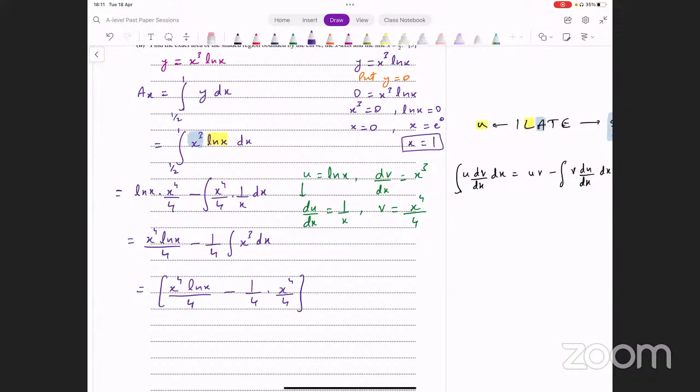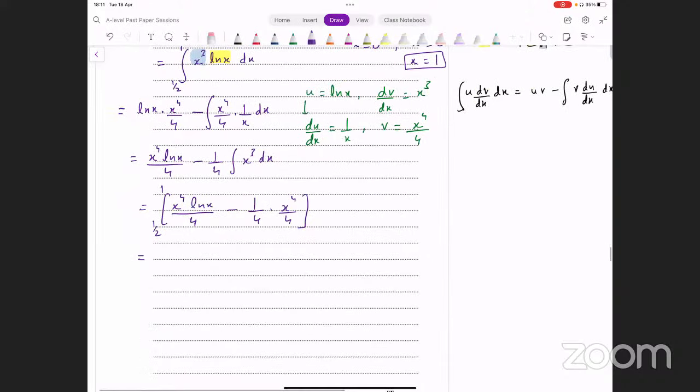Limits are from 1 over 2 to 1. Let's input those limits now. First, input 1. We get 1 raised to power 4 into ln 1 over 4 minus 1 raised to power 4 over 16. That's what you get when you input 1. Remember, you have to show this working. You must show the values being input.